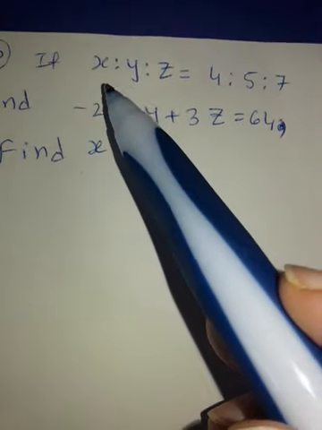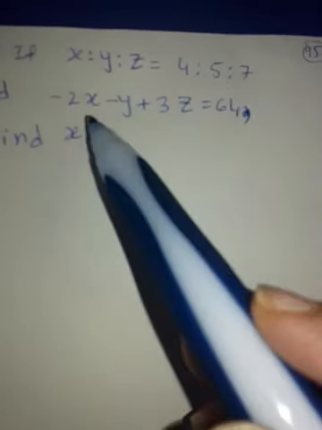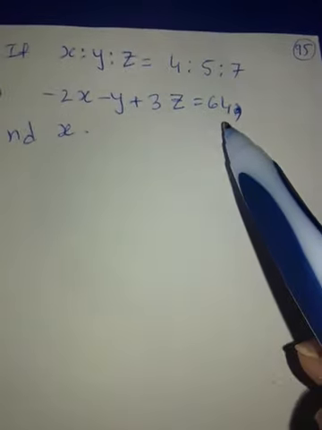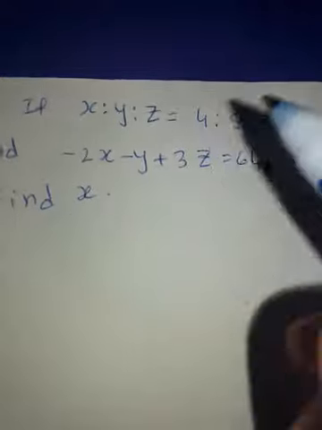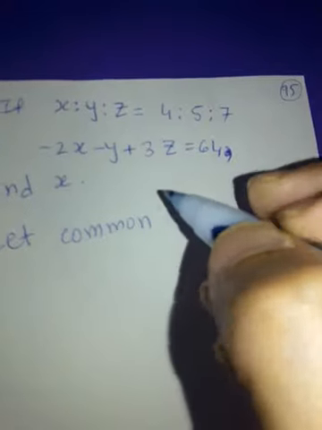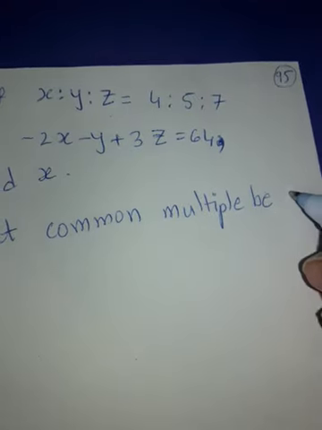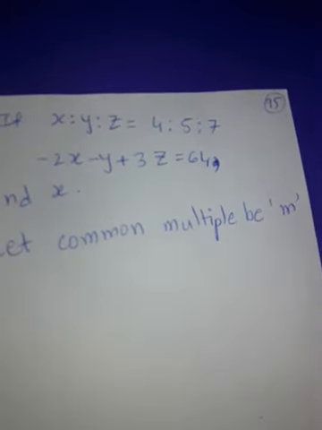One more example. X is to Y is to Z is equal to 4 is to 5 is to 7, and this relation is given to us: minus 2x minus y plus 3z is equal to 64. Find the value of x. So what can we do here? We can assume a common multiple, say m. Let the common multiple be m, because we know when numbers are in ratio, there is some common multiple.